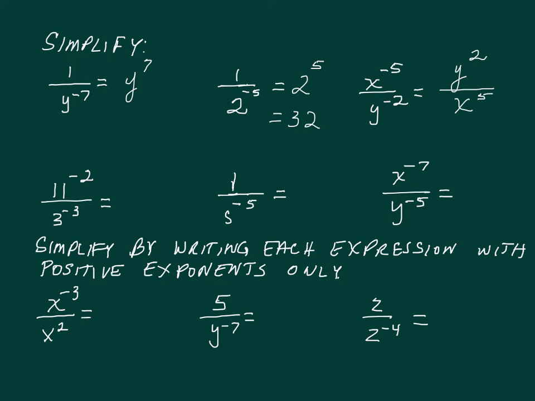All right, so look at the next one. 11 to the negative 2 over 3 to the negative 3. What happens? The 3 comes to the top, and its exponent becomes positive. The 11 goes to the basement, and its exponent becomes positive. And let's go ahead and just simplify it even more and evaluate it. So we end up with 3 times 3 times 3, which is 27.